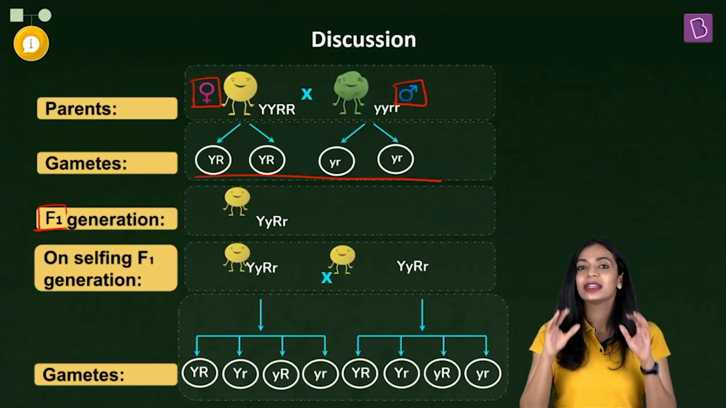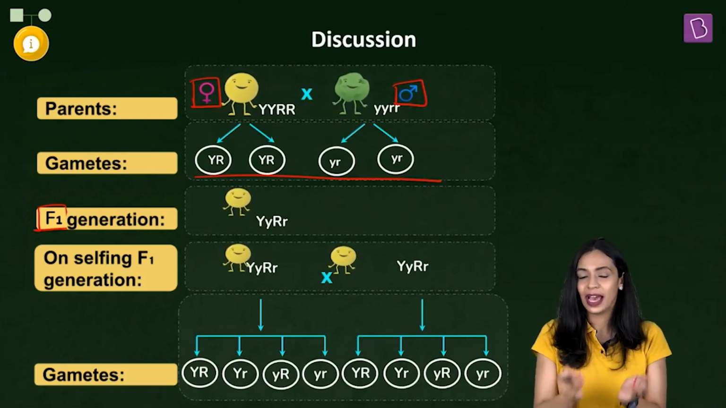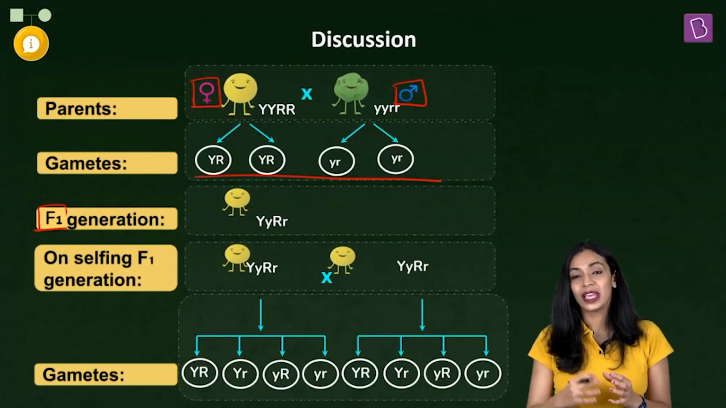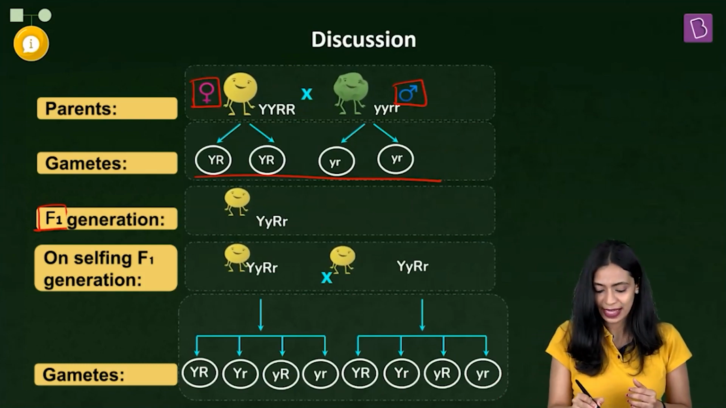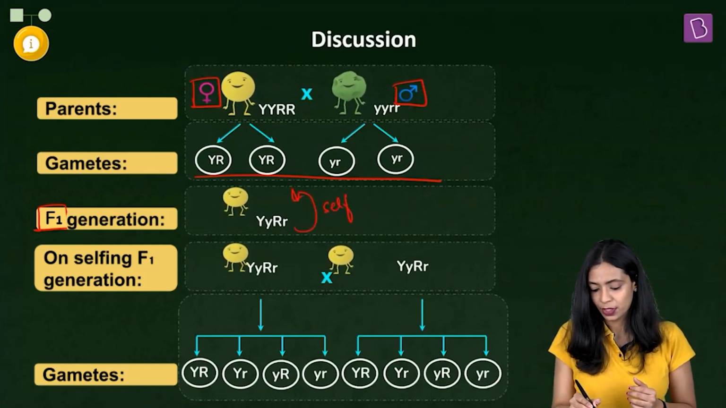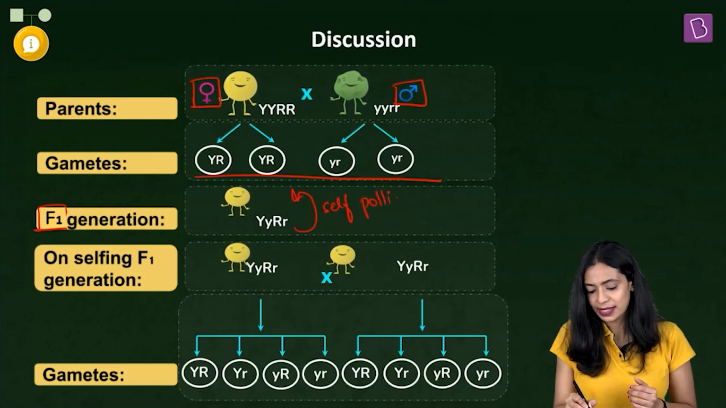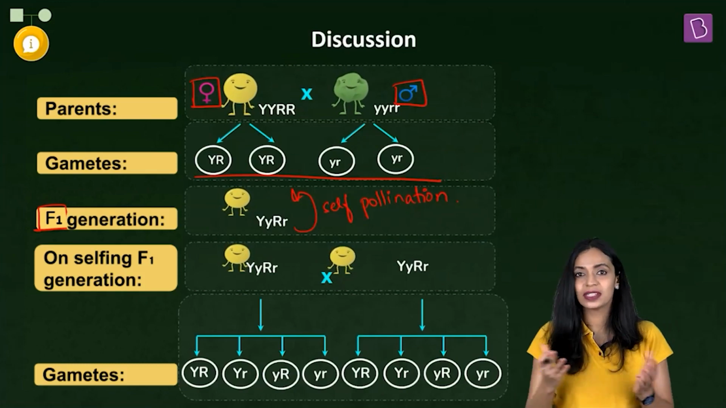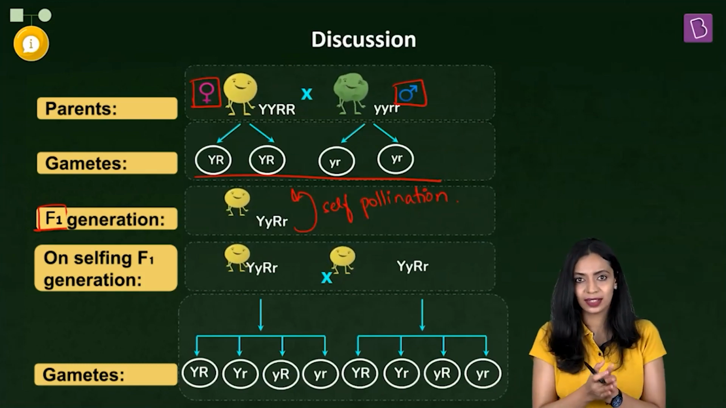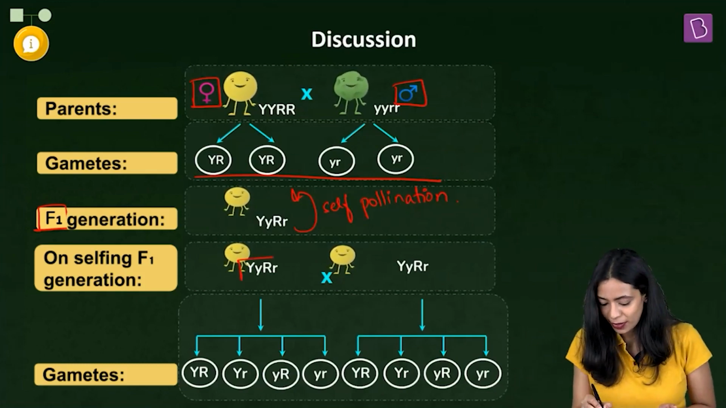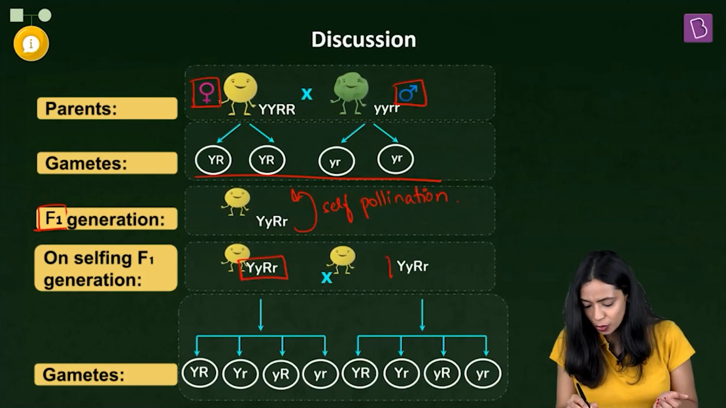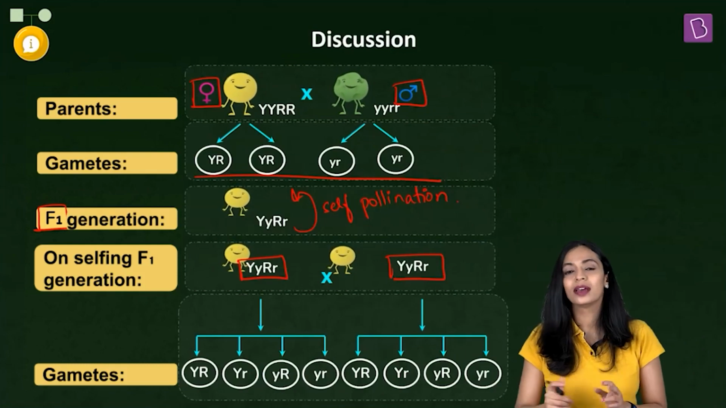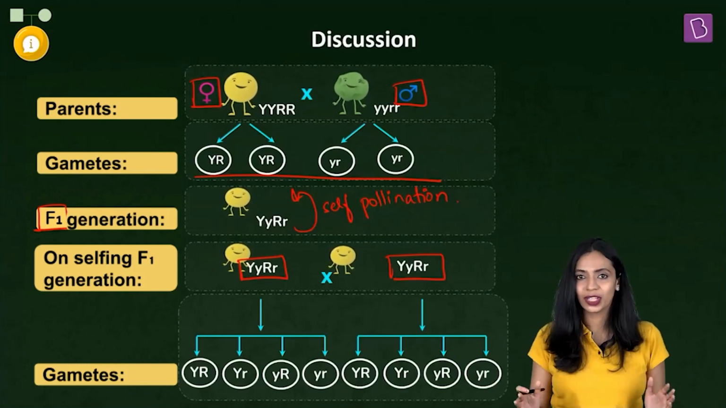In the next step, the F1 hybrids, these F1 generation offspring, are allowed to undergo self-pollination. Because of self-pollination, both the male and the female parent will have the same genotype because they are from the same plant, right? So you can consider both parents to have this particular genotype, which is capital Y, small y, capital R, small r, heterozygous dominant for both characters.